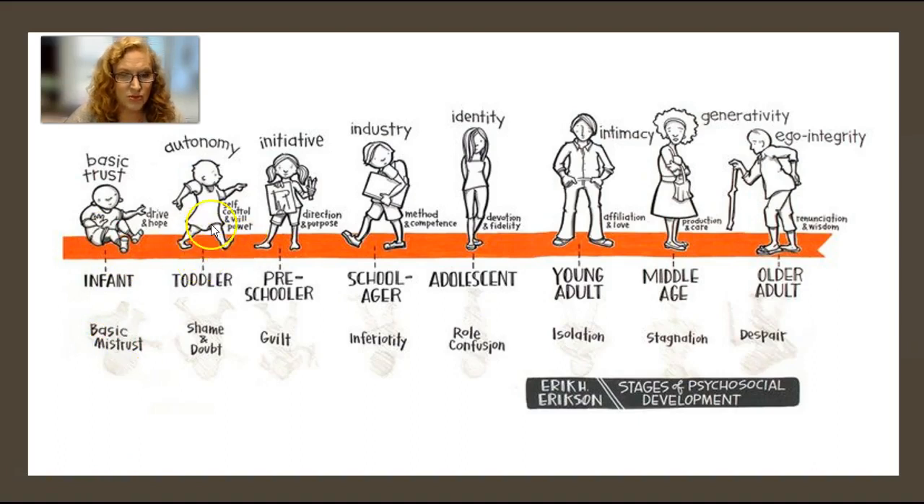Then we move into the preschool years. And the psychosocial crisis that bubbles up here is called autonomy versus shame and doubt.